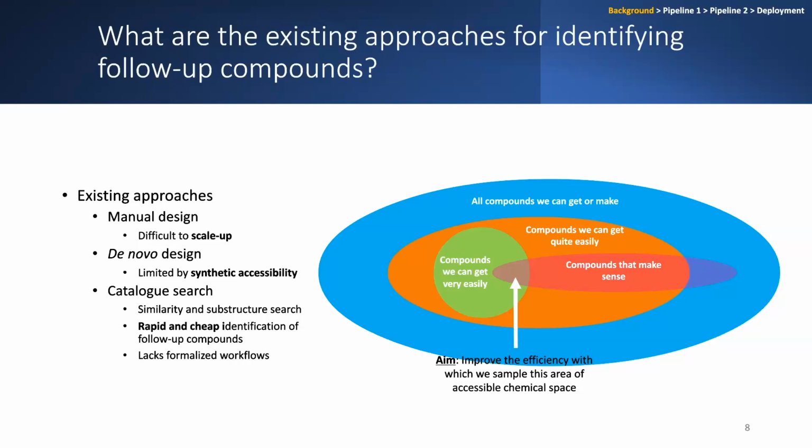So they'll typically involve calculating similarity against an entire database of compounds, whereas we want to do this much more efficiently.